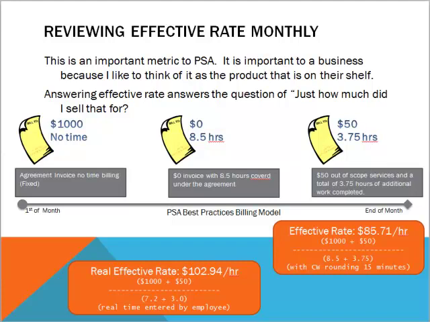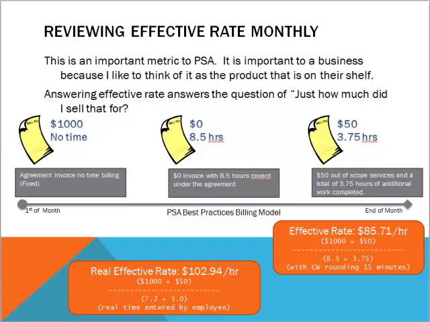If we look at this example and at the effective rate from Connectwise, our effective rate, as we would calculate it based on Connectwise hours, could potentially be $85.71 an hour. That's taking $1,000 plus $50, and taking our time of 8.5 plus 3.75 hours, and dividing them. And that's using the Connectwise rounding up every 15 minutes. Well, what happens if that's different than your real effective rate? $85 may be low for you as an organization.